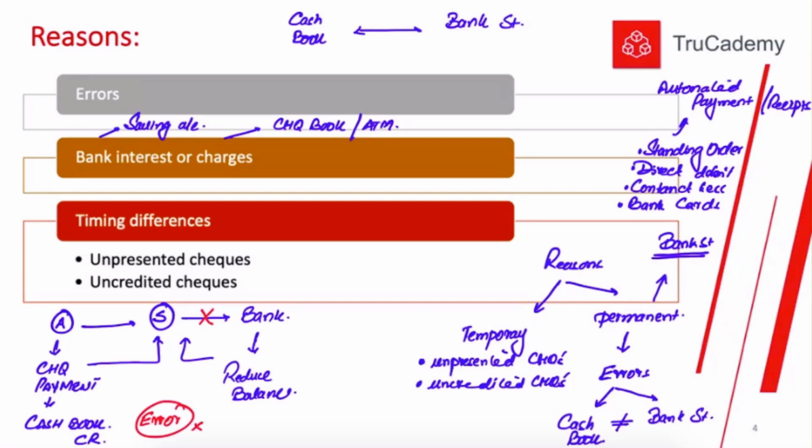Second, uncredited checks. For example, customer C makes payment through a check to my business A. I received the check. First of all, I will record this check as my receipt in the cash book. So I will say I received a check from a customer and I received some money, so I will debit my cash book. Then I deposited this check to my bank.